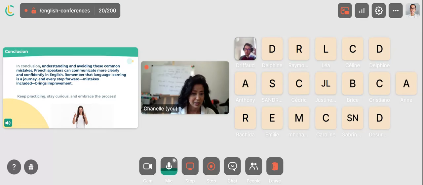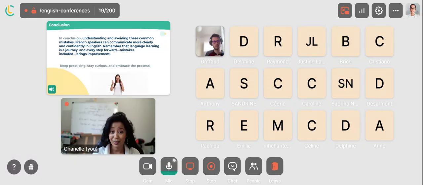So in conclusion, by understanding and avoiding these common mistakes, French speakers can communicate more clearly and confidently in English. Remember that language learning is a journey, and every step forward, mistakes included, brings improvement. So keep practicing, stay curious, and embrace the process.